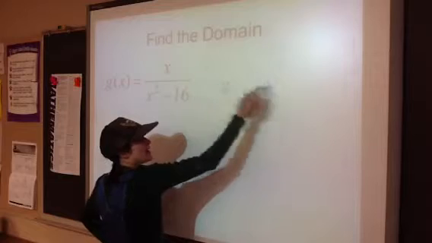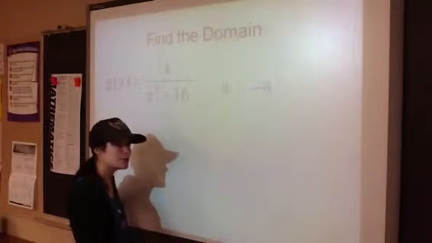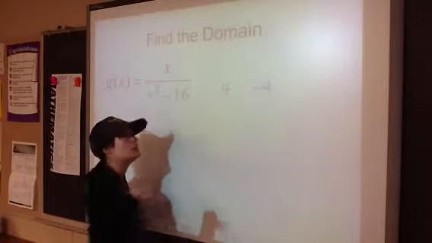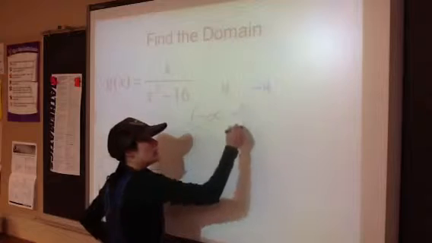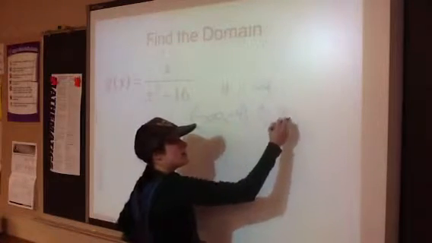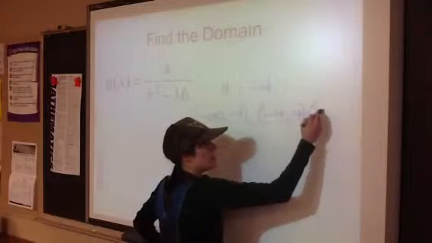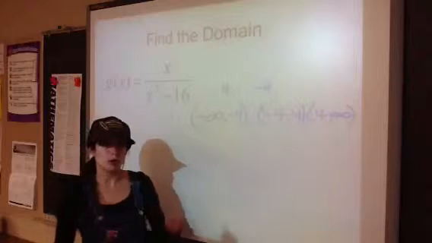So you find your bad numbers and then you write your notation. Some of us struggle with the notation, so please come with questions next time. We want to figure it out. So we get negative infinity to negative 4. We don't want to include the negative 4, so we put a parenthesis. Then we go from negative 4 to 4, and then we go from 4 to infinity. You've done this? You got it? You're good. Yay, go you.